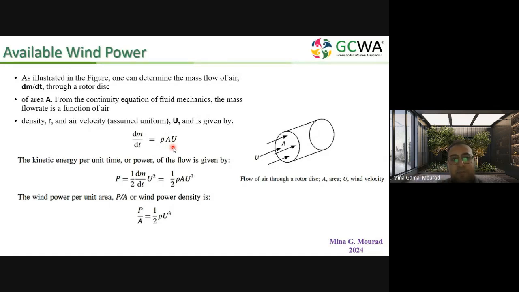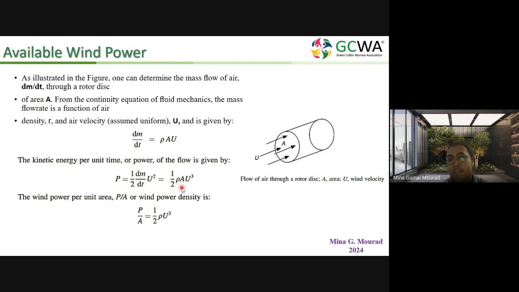According to this volume mass flow rate, according to the continuity equation, we can express the kinetic energy per unit time. The kinetic energy is well known to be one half mass flow rate times u squared. What is the mass flow rate here? It is rho times A times u. So the equation can be expressed as half rho A u cubed.